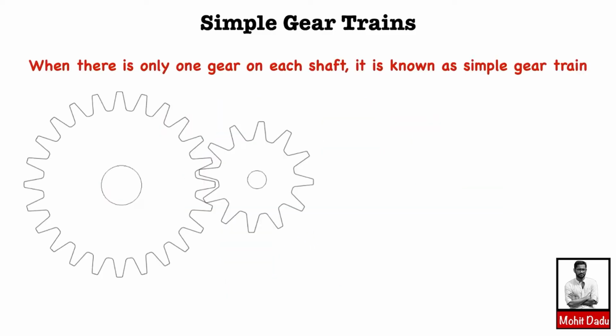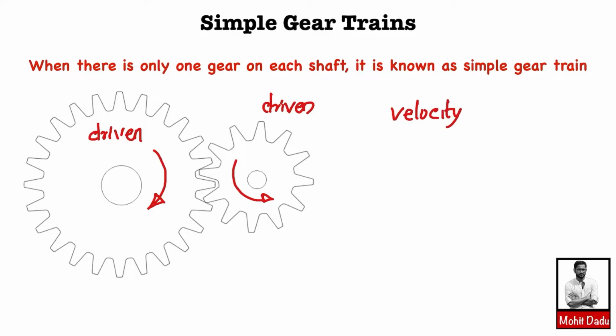We will be studying some terms called velocity ratio or speed ratio, and train value, for the simple gear train. Here you have two gears which are in mesh. If the left one is rotating in the clockwise direction, then this will be rotating in the anti-clockwise direction, and we will call this one the driver gear. Then this will be known as driven. For this simple gear train we have a term known as velocity ratio, which we can call VR. This velocity ratio is defined as the ratio of the speed of the driver to the driven.